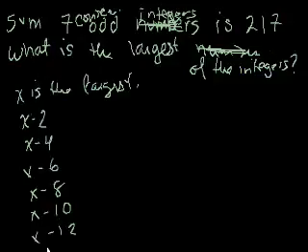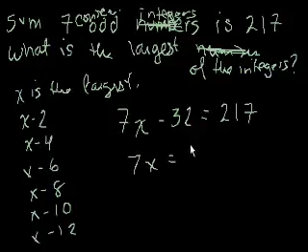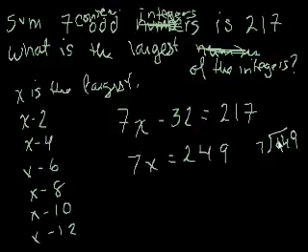So what is the sum of these 7 numbers? Well, the 7 x's just add up to 7x. And then let's see, 2 and 4 is 6, 6 is 12, 12 and 8 is 20, 20 and 10 is 30, 30 and 12 is 32. So 7x minus 32 is equal to 217. And we just solve for x. 7x is equal to, let's see, if we add 32 to both sides of this equation, we get 249.